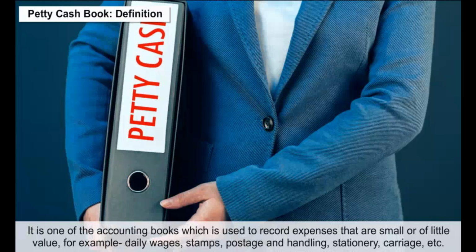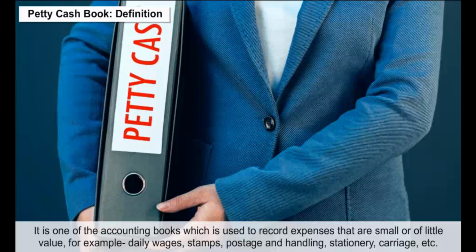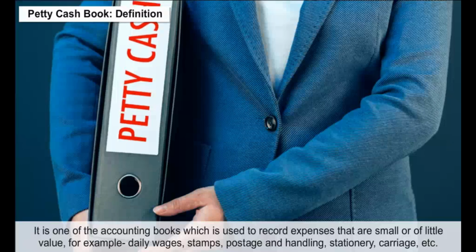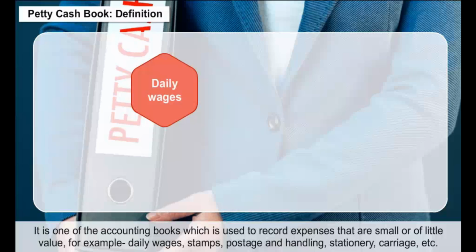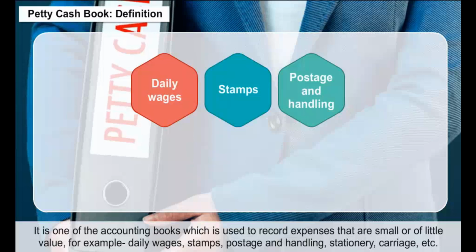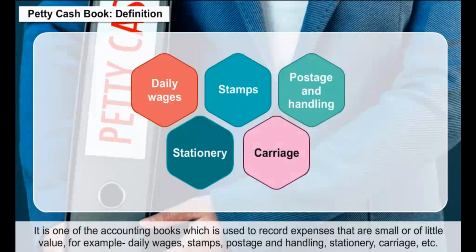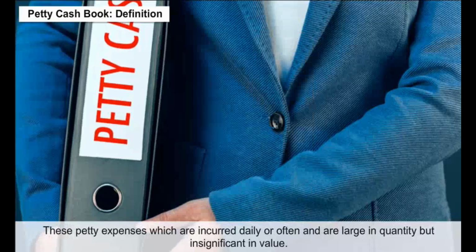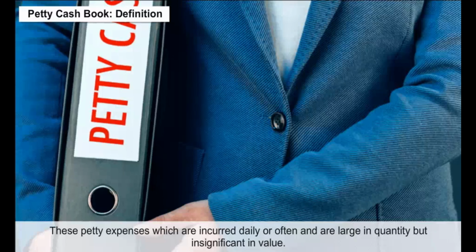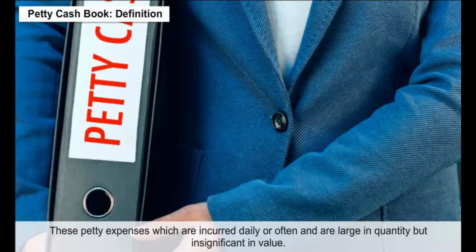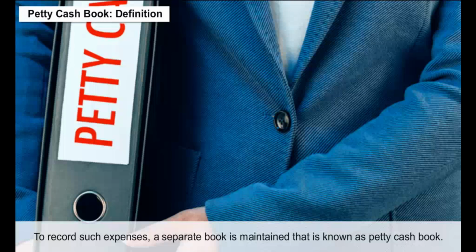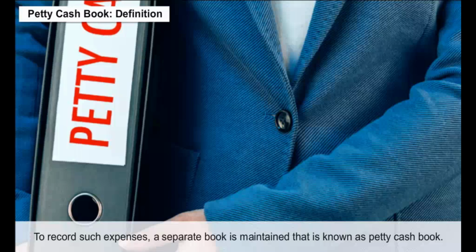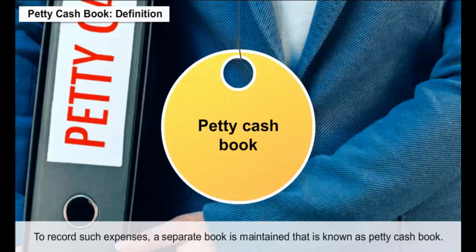Petty cash book. Petty cash book is one of the accounting books which is used to record expenses that are small or of little value, for example, daily wages, stamps, postage and handling, stationery, carriage, etc. These petty expenses, which are incurred daily or often and are large in quantity but insignificant in value, are recorded in a separate book known as Petty Cash Book.